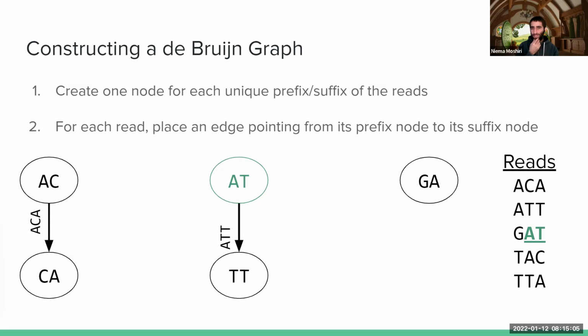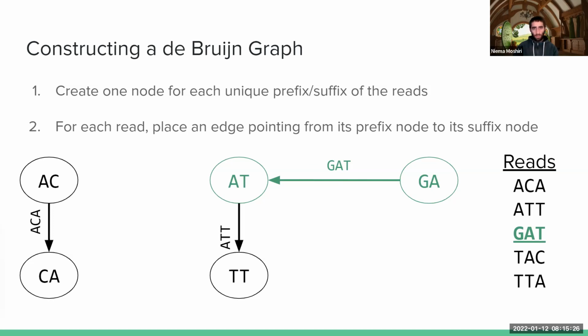Any thoughts? So what do I do? So I've created the node for the prefix, I've created the node for the suffix, and then yeah, exactly. I would connect GA to AT with an edge labeled by GAT. Exactly. I create an edge from the prefix to the suffix, labeled by that read.